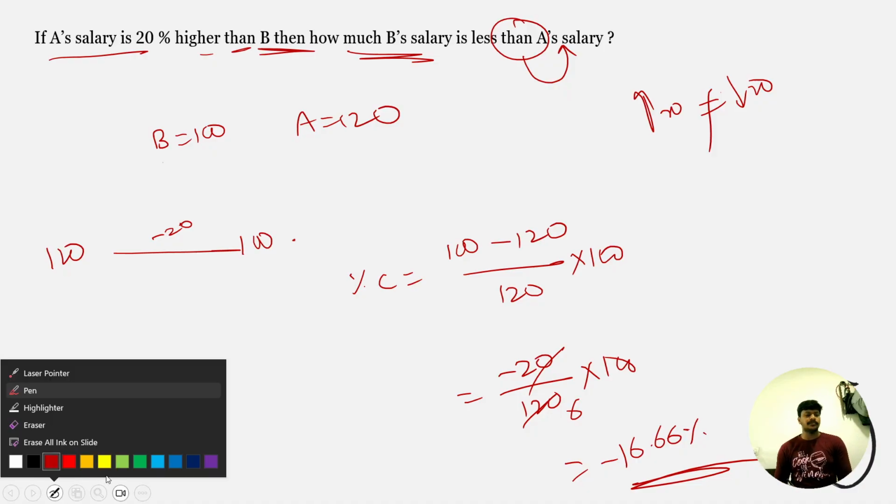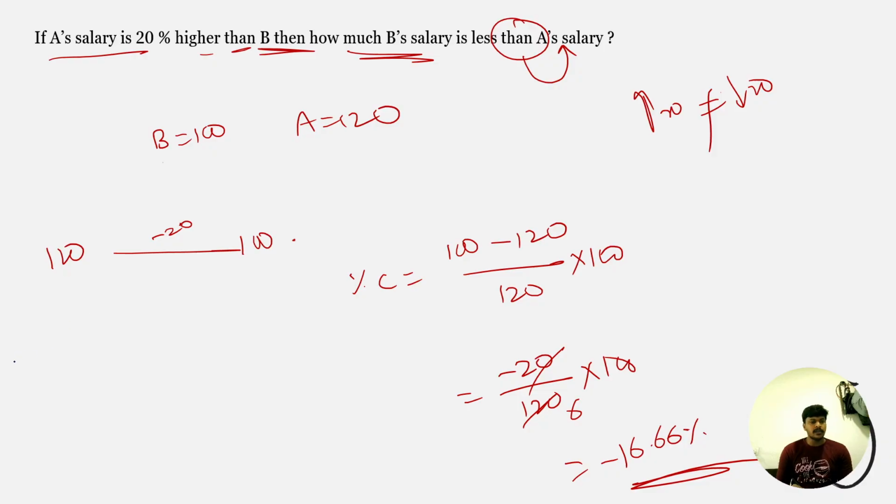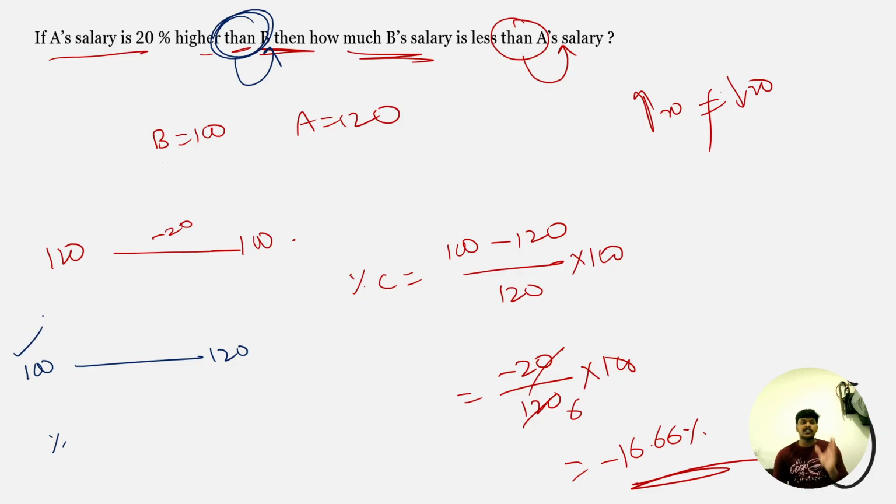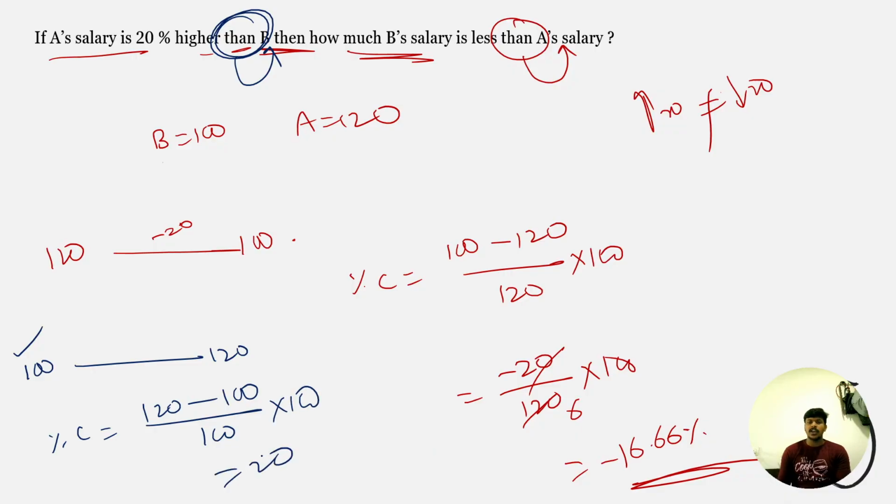Let's take an example. Assume that B's salary is 100 and A's salary is 120. What is the percentage? Here B is the initial point, so we take B as the reference. If B is the reference point, A is 20% more. Are we getting the same answer here? Let us check. Percentage change is equal to final value minus initial value by initial value into 100. We got 20, or not? That means this person is 20% more than this person.